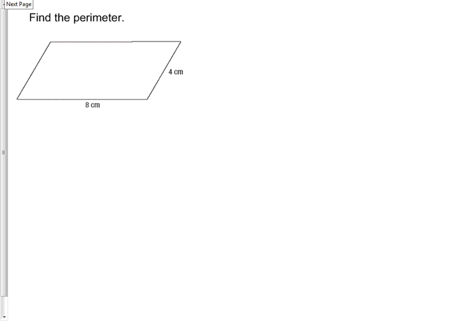Now, as promised, we're going to use these formulas to find the perimeter of a shape here. So first thing we do is identify the shape. This shape here is a parallelogram because the opposite sides are parallel to one another. And we want to find the perimeter, which is the distance around the object, around the outside.